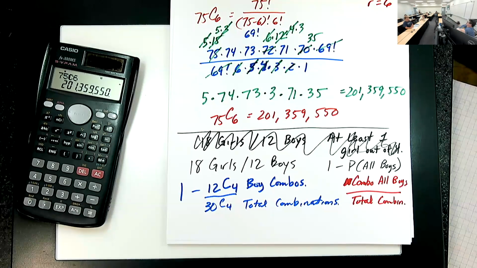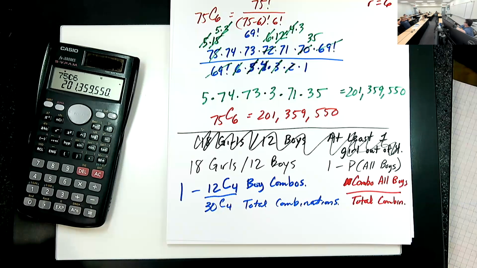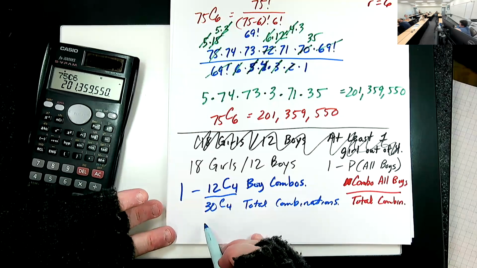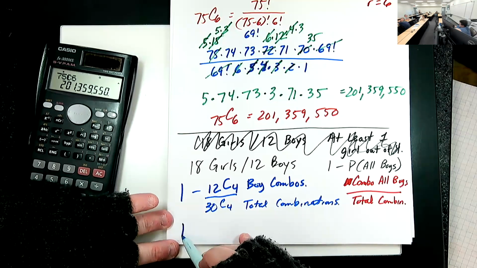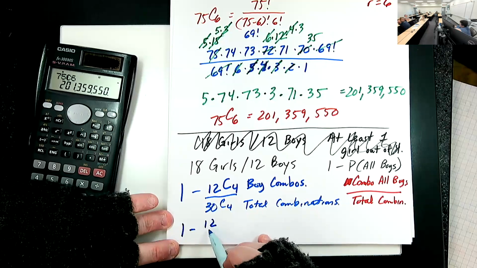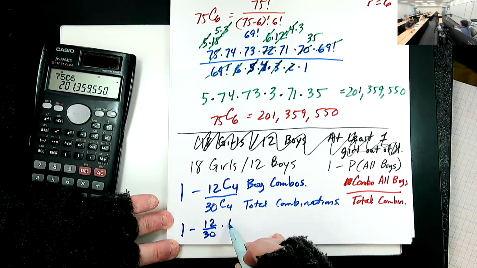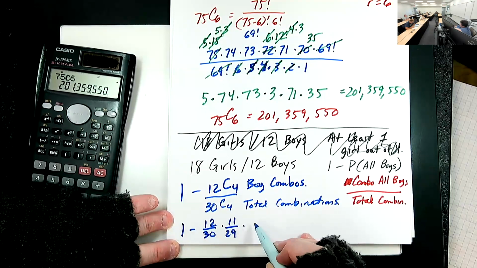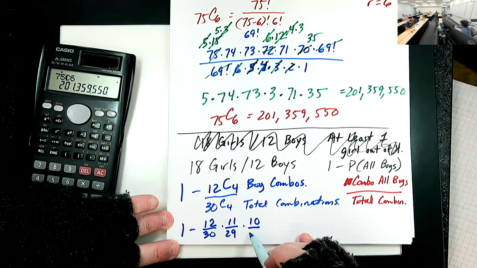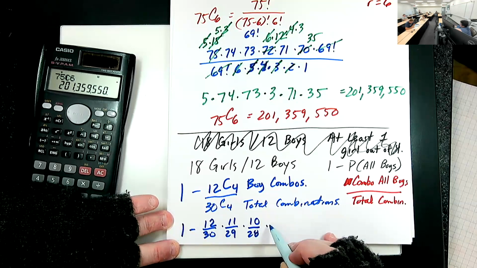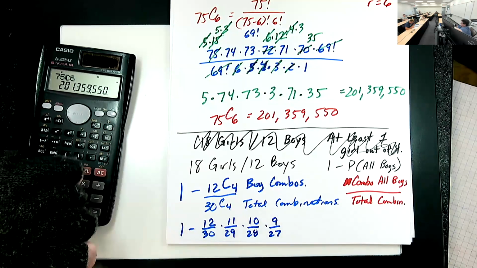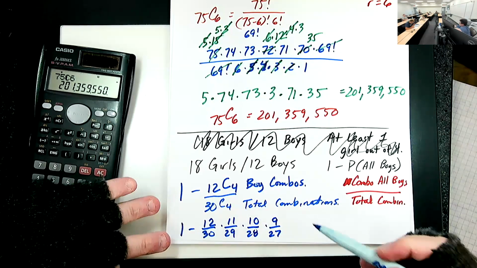And this is without replacement, so it's going to be a different thing than we did last time. If I pick Johnny, we're not picking Johnny again. If we were to do it the long way, there are 12 boys, so the first option we would have is 12 boys out of 30. And then it would be 11 boys out of 29, and then 10 boys left out of 28, and then 9 boys left out of 27. That would be doing it the long way.